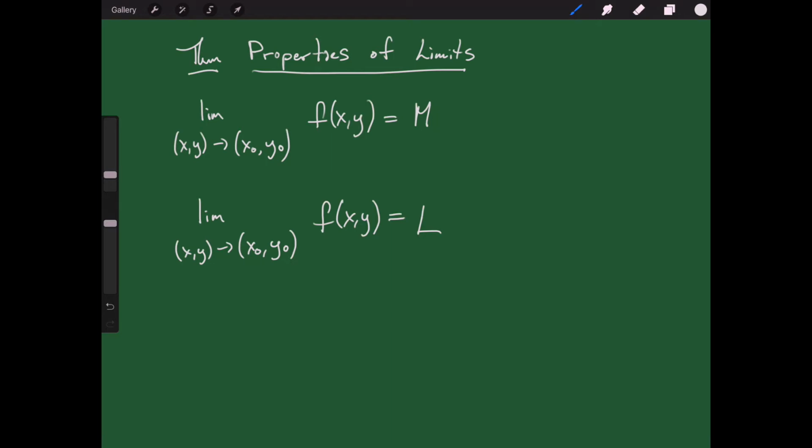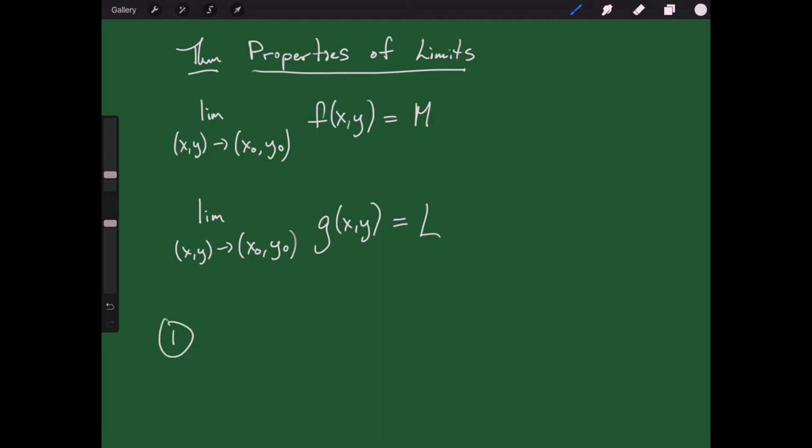Oh, I'm sorry, I made a mistake here. Let me rewrite. Of g of x comma y. Let's call that L. Okay, so then we get some properties.